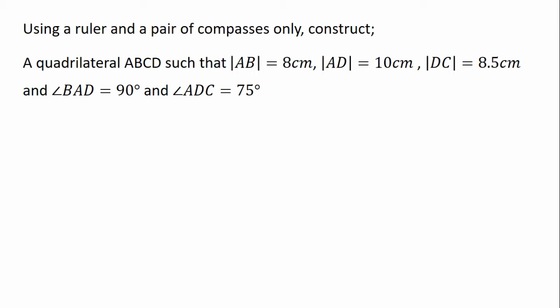The question for this video is, using a ruler and a pair of compasses only, construct a quadrilateral ABCD such that the side AB is equal to 8 centimeters. The side AD is equal to 10 centimeters. The side DC is equal to 8.5 centimeters. Angle BAD is equal to 90 degrees and angle ADC is equal to 75 degrees.